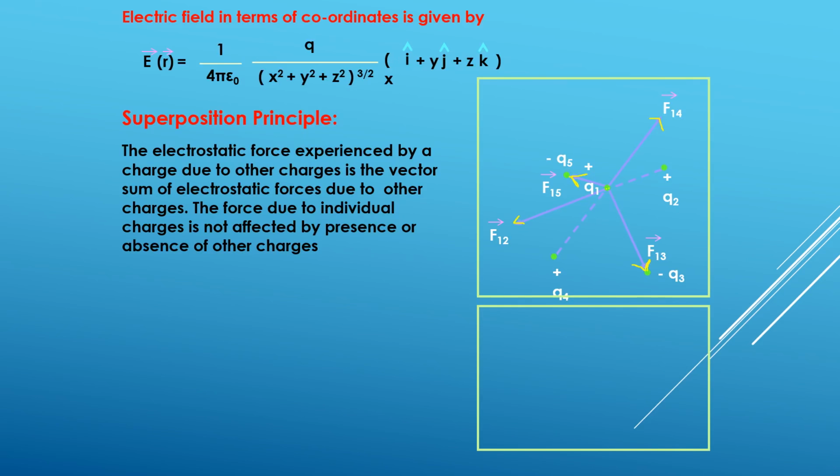So we see that F12 is along this direction, represented by this vector, F13 along this direction, F14 along this direction, F15 along this direction.